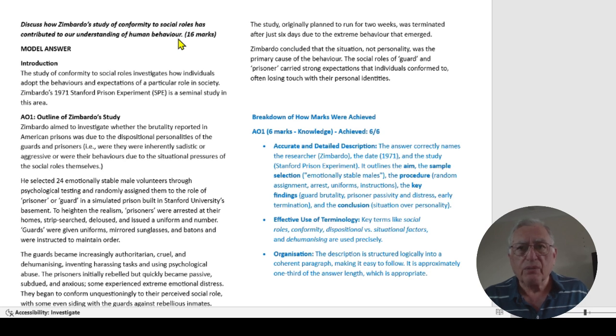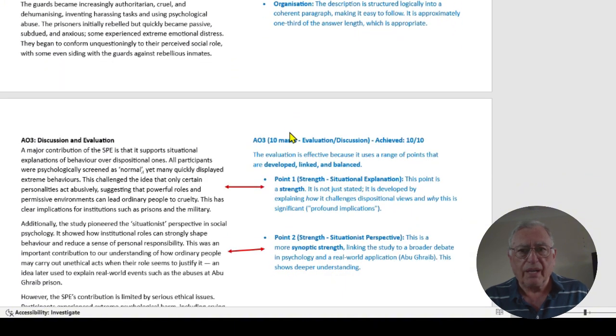And so, as in all 16-point questions, you're looking at about 6 marks for the background. These are AO1 marks, that's information, and approximately another 10 marks for fleshing that out. In other words, where you're looking at evaluation and discussion.